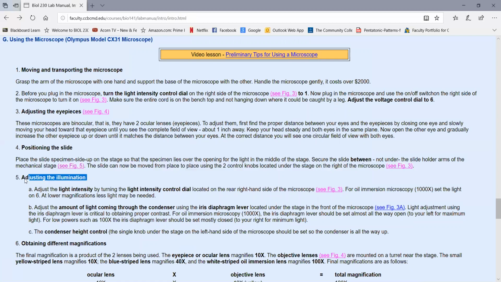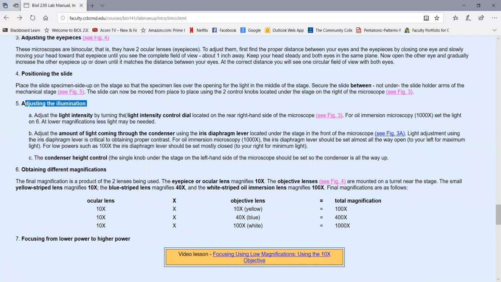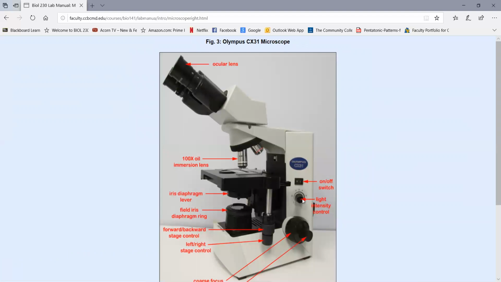To adjust the light, we first of all use the light intensity control dial that you turned up to 6 once you turned the microscope on. So in case you forget to turn that all the way up, remember that has to go all the way up to 6, generally when we're viewing bacteria.